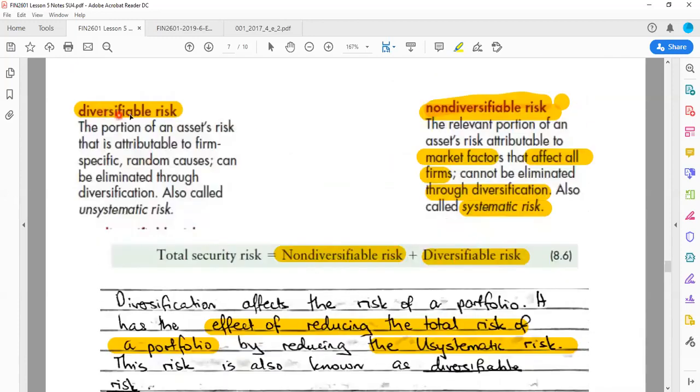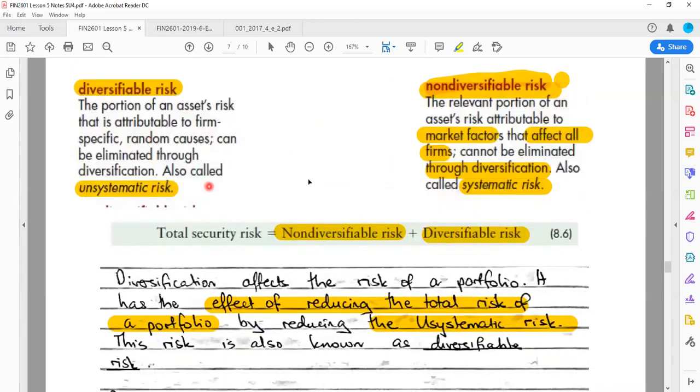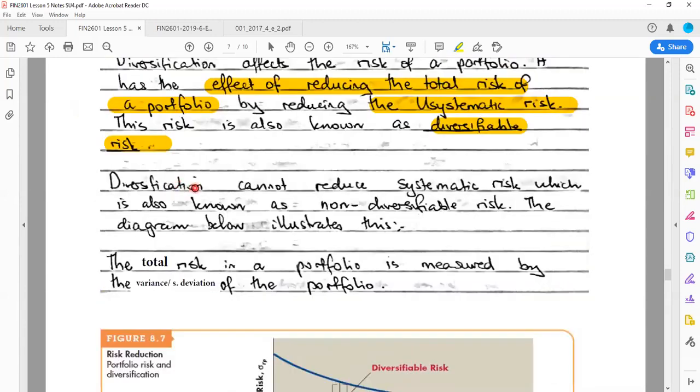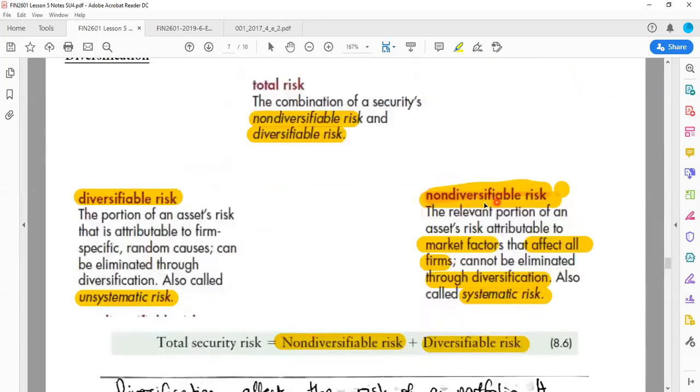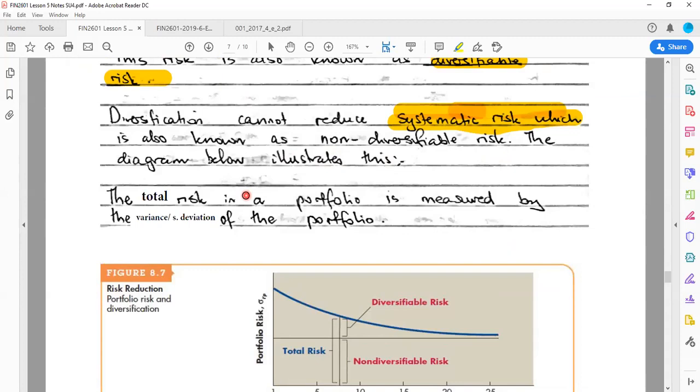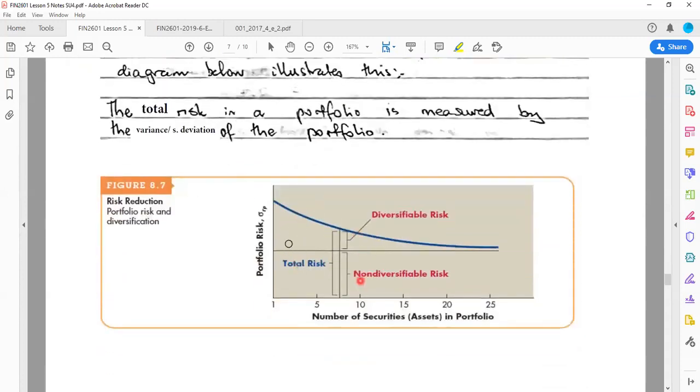So this risk that can be removed through diversification is known as unsystematic risk. Like we said before, we also call it diversifiable risk. It can be diversified away. Diversification, this act of holding many different types of investment and assets, cannot reduce systematic risk. It can only reduce unsystematic risk. No matter how much we diversify, we cannot eliminate systematic risk, which is also known as non-diversifiable risk, because it affects everyone in the market. So this diagram below illustrates what we mean.